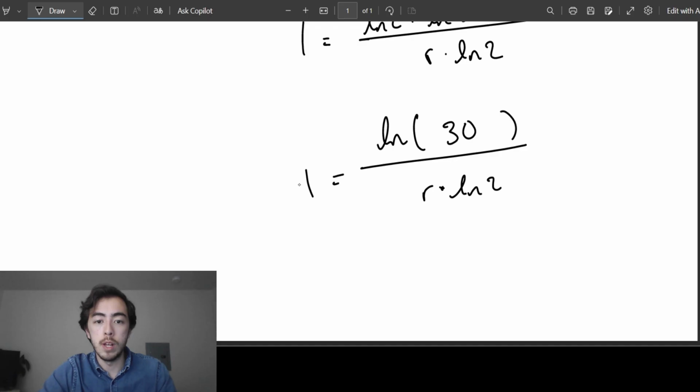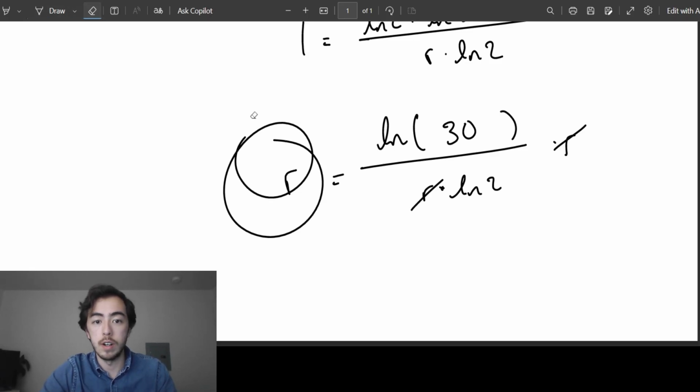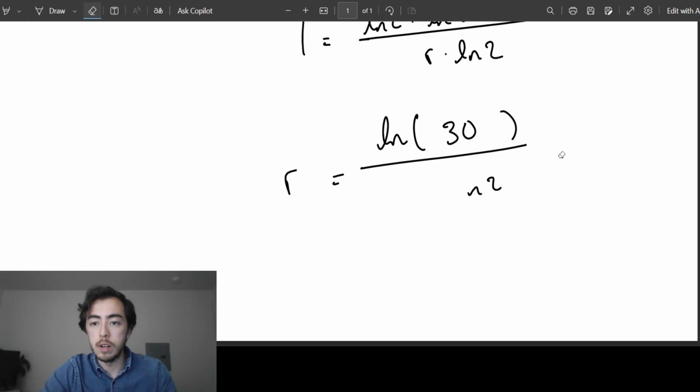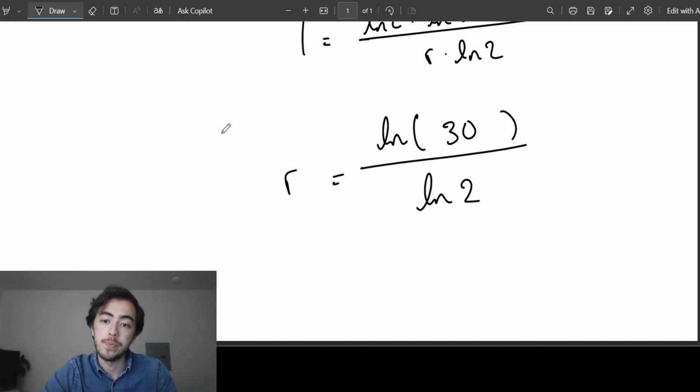And then I'll multiply both sides of my equation by r just to kind of cancel the variable and stick it over on the left side. And 1 times r is just r. So now I get a nice expression for what r is. It's the natural log of 30 divided by the natural log of 2. And we could even go one step further with this one. I'm going to use the change of base formula, but kind of backwards, actually.